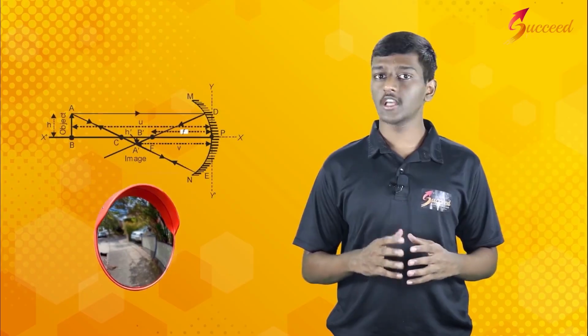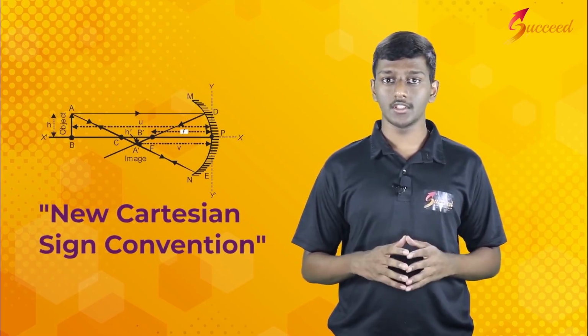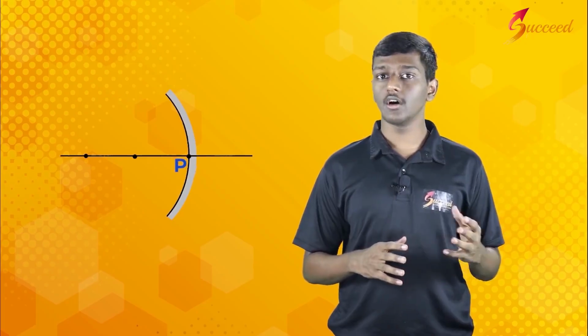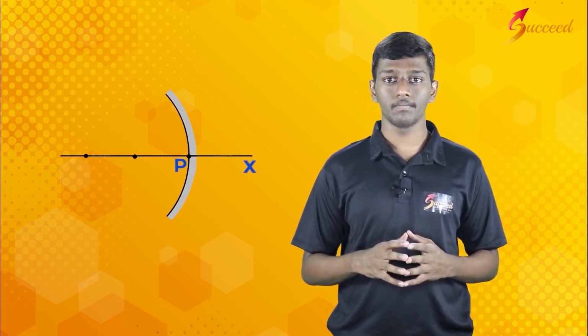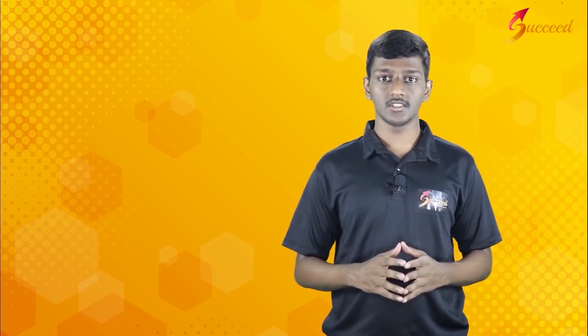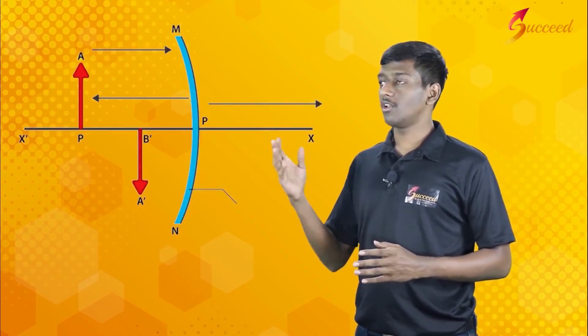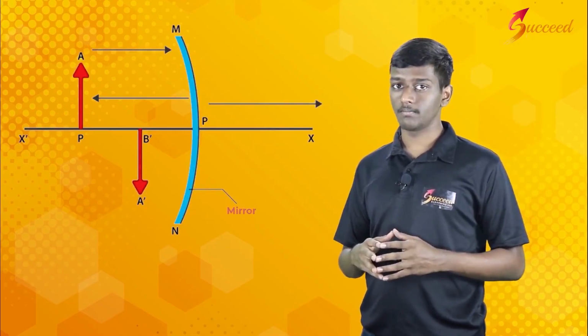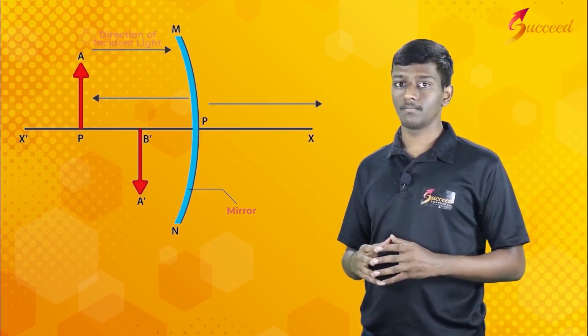While considering spherical mirrors, we follow a certain sign convention, and this is called the new Cartesian sign convention. In this convention, we take the pole to be the origin and the principal axis to be the x-axis of the coordinate system. Let us see some more conventions. Now look at this. The object is always placed to the left of the mirror. That is, the incident rays come from the left hand side.